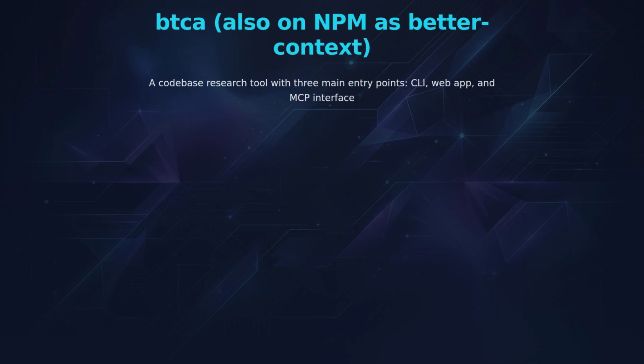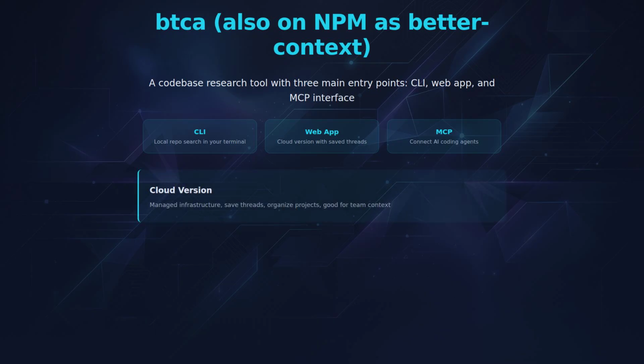Let me start with btca, which you will sometimes see referred to as Better Context in the NPM registry. The easiest way to think about btca is as a codebase research tool with 3 main entry points: a CLI for local repo search, a web app for saved threads and cloud projects, and an MCP interface for connecting AI coding agents.